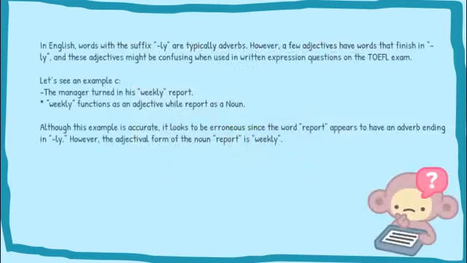In English, words with the suffix "ly" are typically adverbs. However, a few adjectives have words that finish in "ly", and these adjectives might be confusing when used in written expression questions on the TOEFL exam. Let's see an example. C. The manager turned in his weekly report. Weekly functions as an adjective while report is a noun. Although this example is accurate, it looks to be erroneous since the word report appears to have an adverb ending in "ly". However, the adjectival form of the noun report is weekly.